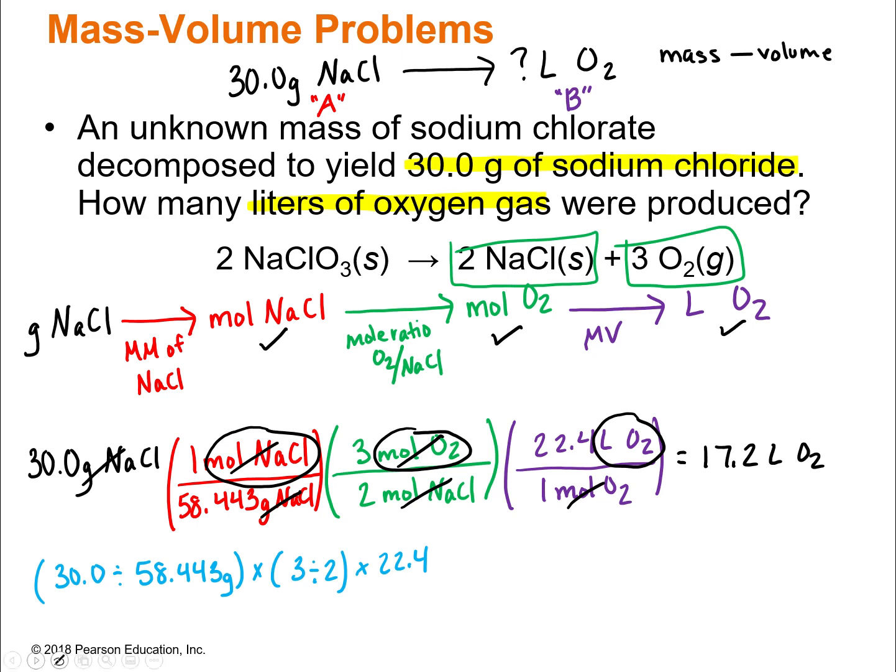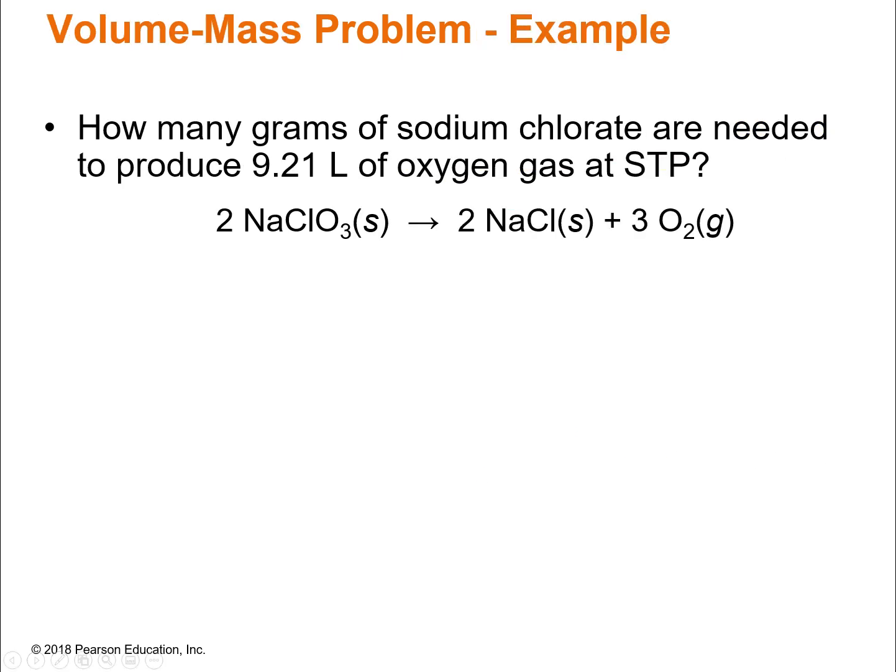We're going to do one more problem, and that's going to introduce volume to mass, which is just flip-flopping our given information. Well, I'll go through this example, and then we'll skip to the reminders, and we'll pick up with volume to mass next time. How many grams of sodium chlorate are needed to produce 9.21 liters of oxygen gas at STP?